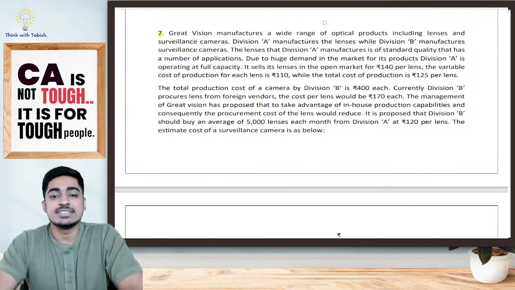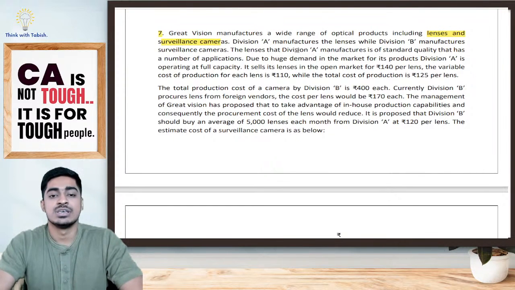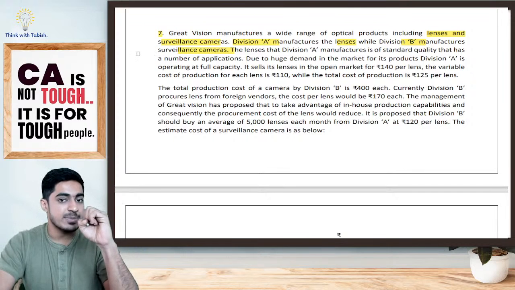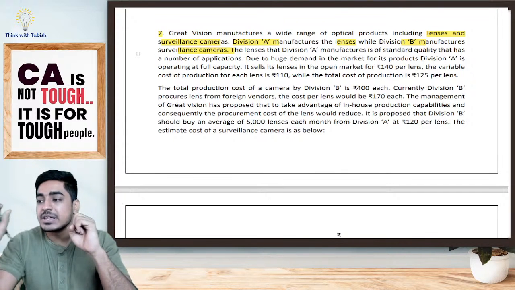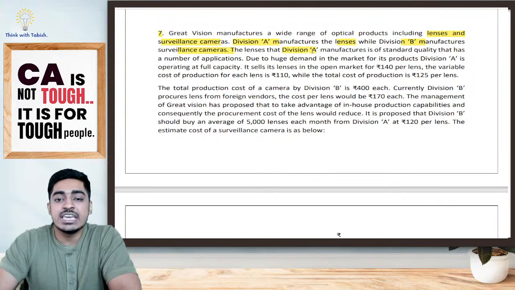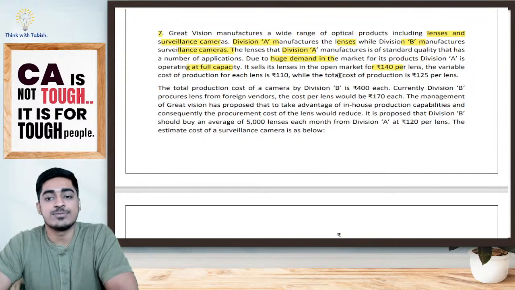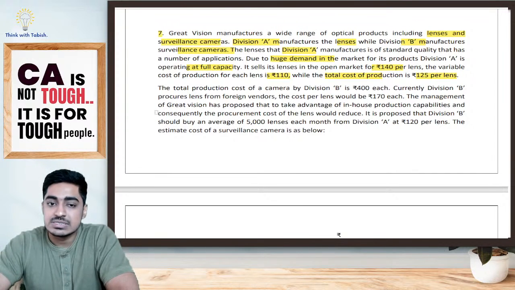Great Vision manufactures a wide range of optical products, including lenses and surveillance cameras. We are a company producing many products. Division A manufactures lenses, while Division B manufactures the camera. For the camera, we want the camera lens, which is transferred. The lenses that Division A is manufacturing are of standard quality. Due to huge demand, it is operating at full capacity. It is selling at 140 rupees. Variable cost is 110. Total cost is 125.